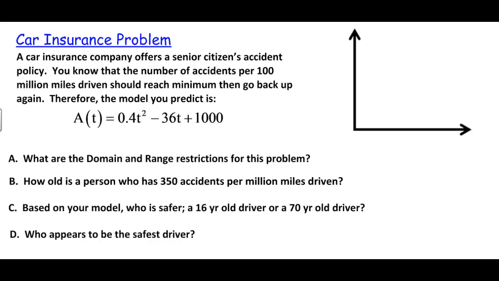Okay, so if we look at this, A is our accidents, and t for this problem is, and I know they didn't really mention it, our age. So accidents per million miles driven. So as our age goes, that's the number of accidents. So what are the domain and range restrictions? How old is a person who has 350 accidents per million miles driven? Based on your model, who is safer, a 16-year-old driver or a 17-year-old driver? And who appears to be the overall safest driver?